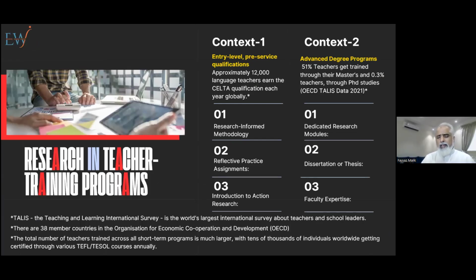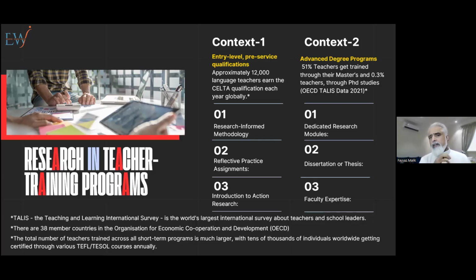Here is an overview of two contexts of teacher training programs. First of all, we have two types of programs: entry-level pre-service qualifications like CELTA, Delta, and 120-hour programs, and on the other hand, degree programs, masters and PhDs. For the first context, we don't have a lot of proven data on how many teachers qualify every year out of these programs.